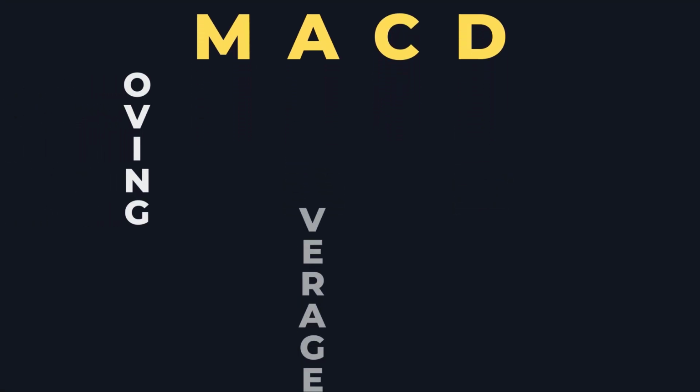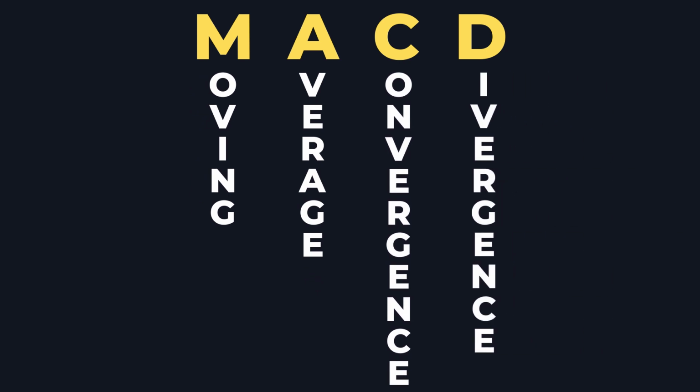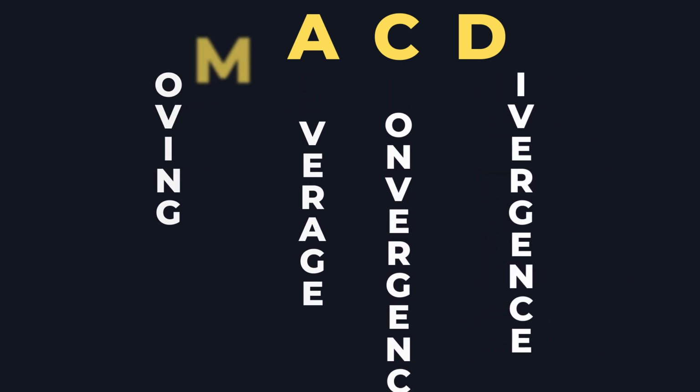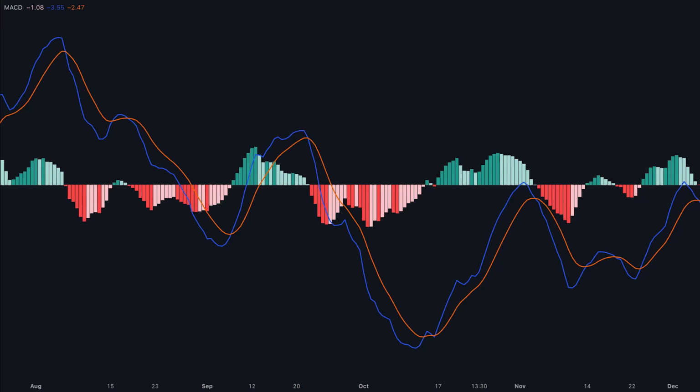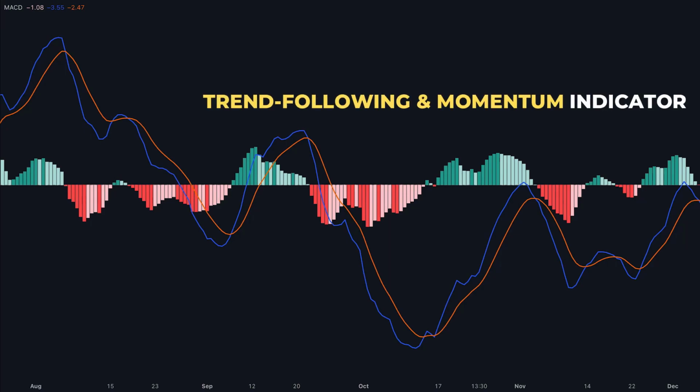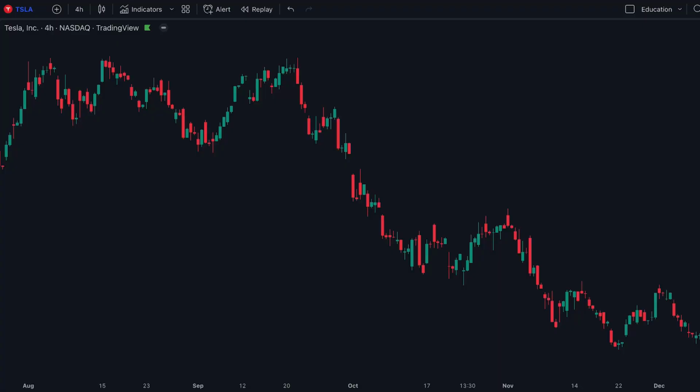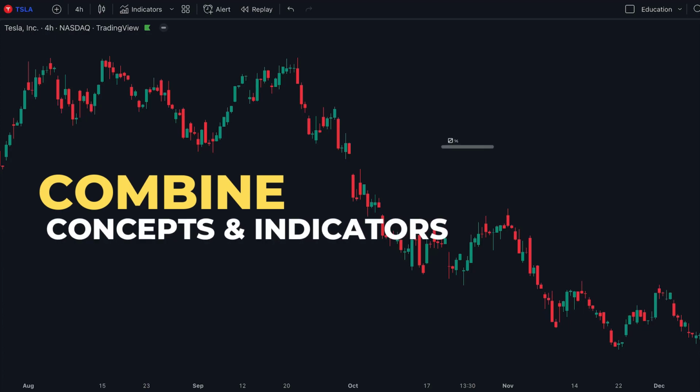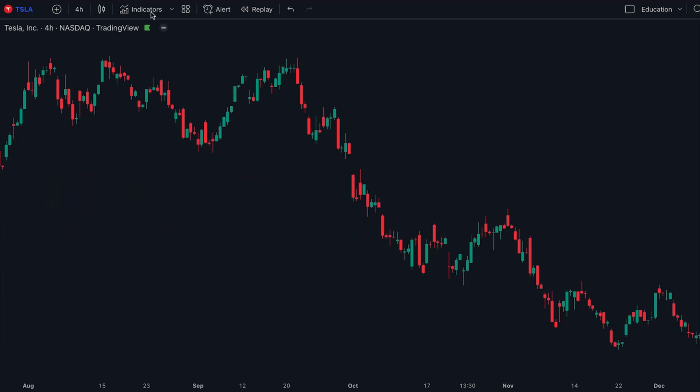MACD, or the moving average convergence divergence, is super popular among traders due to the simplicity and flexibility that this indicator offers. It is a trend-following and momentum indicator used to spot new trends, but let me be clear, you should never use it alone. By the end of this video, I'm going to show you how to combine it with other concepts to increase your profitability. Now, let's add this indicator on TradingView.